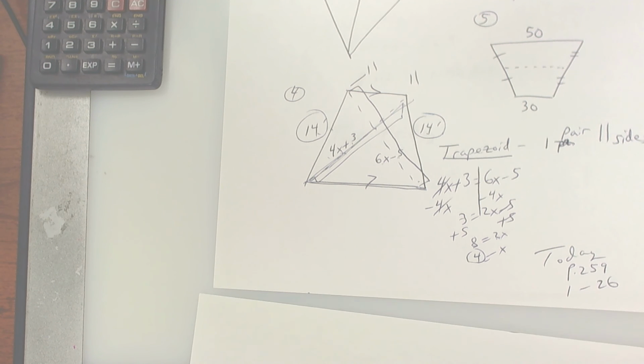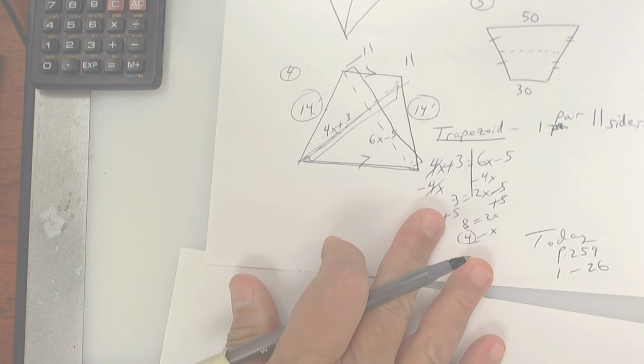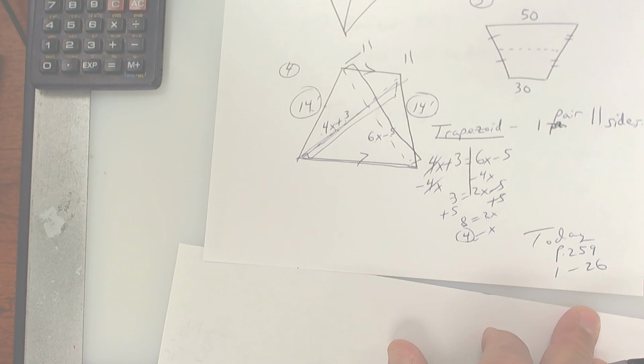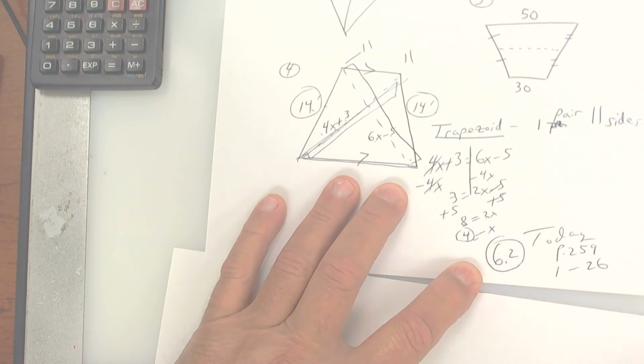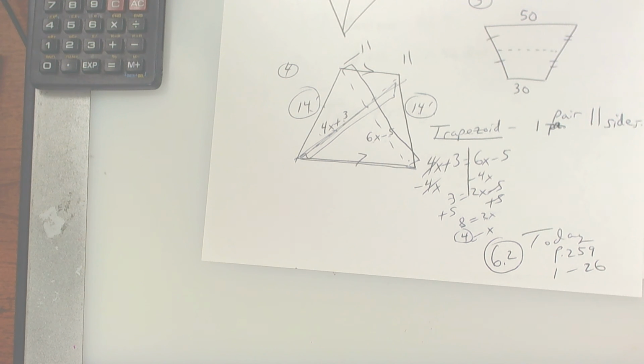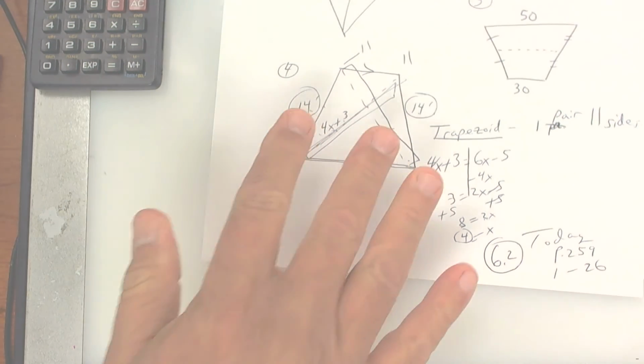Today's work is right here. Okay, if you need to, ask for help. 1 through 26, page 259. This, by the way, is 6.2. Remember, I'm going to try to get a test in before break, okay? And don't forget, the more work you do in class, the less you have to do at home. I'll see you in class. So have a good morning, and here we go.